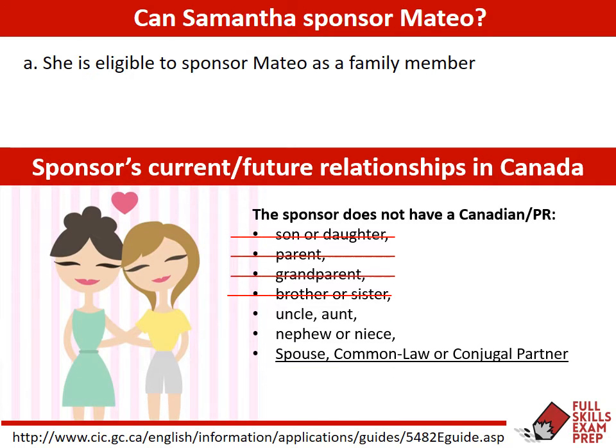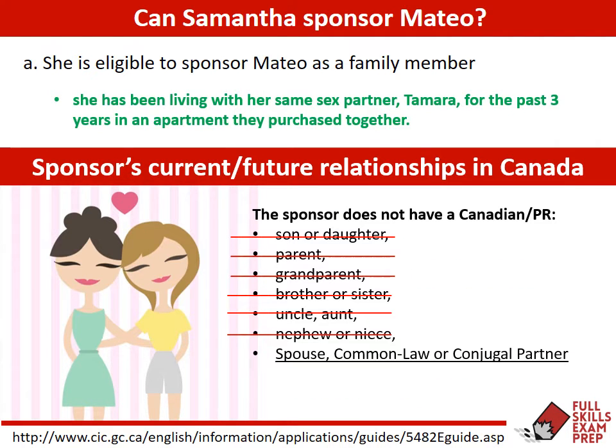Okay, she doesn't have any Canadian brothers or sisters. There's no mention of anything like that. There's no mention of uncles or aunts either. There is no mention of Canadian nephews or nieces. But when you get to the last one here, this is where it gets a little bit tricky. So she's been living with her same-sex partner, Tamara, for the past 3 years in an apartment they purchased together.